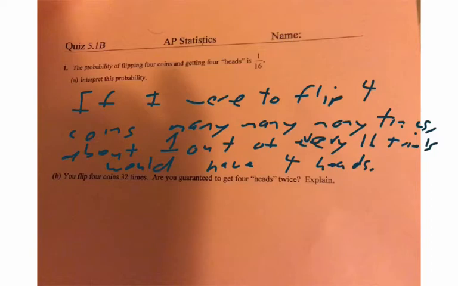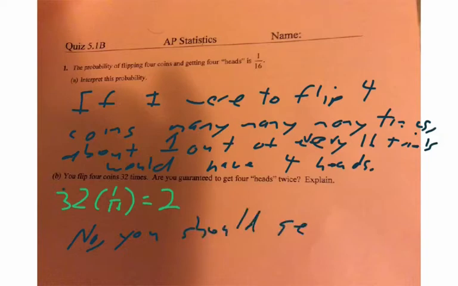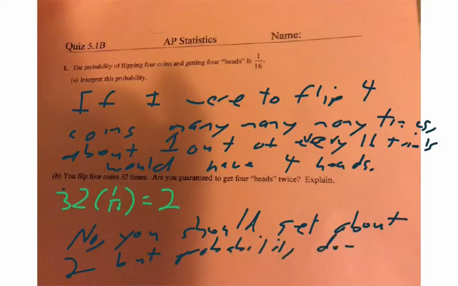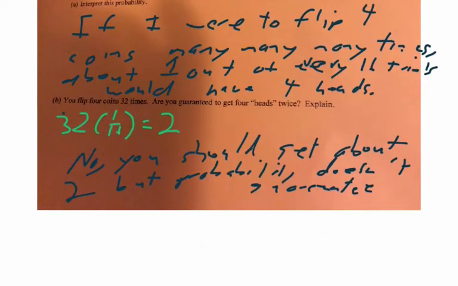Okay, so let's say you flipped 4 coins 32 times. Are you guaranteed to get 4 heads twice? Because what they're thinking is if you take 32 and you multiply by 1 over 16, that would be 2. And the answer is no. You should get about 2, but probability doesn't guarantee one out of 16 times. And so that right there is our interpretation of probability in answer number 1.